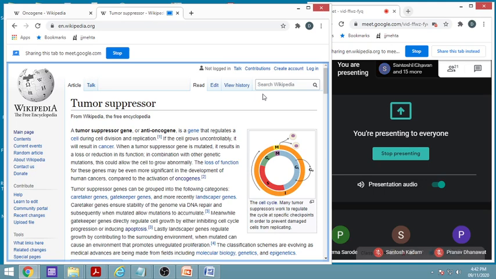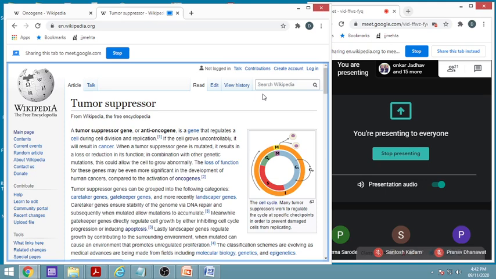because oncogenes were responsible for development, growth, proliferation. So this will regulate the cell during cell division and replication. If the cell grows uncontrollably, it will result in cancer. This is possible if the tumor suppressor gene is mutated. It will result in loss or reduction of function, and along with some other genetic mutations, this could allow the cell to grow abnormally.